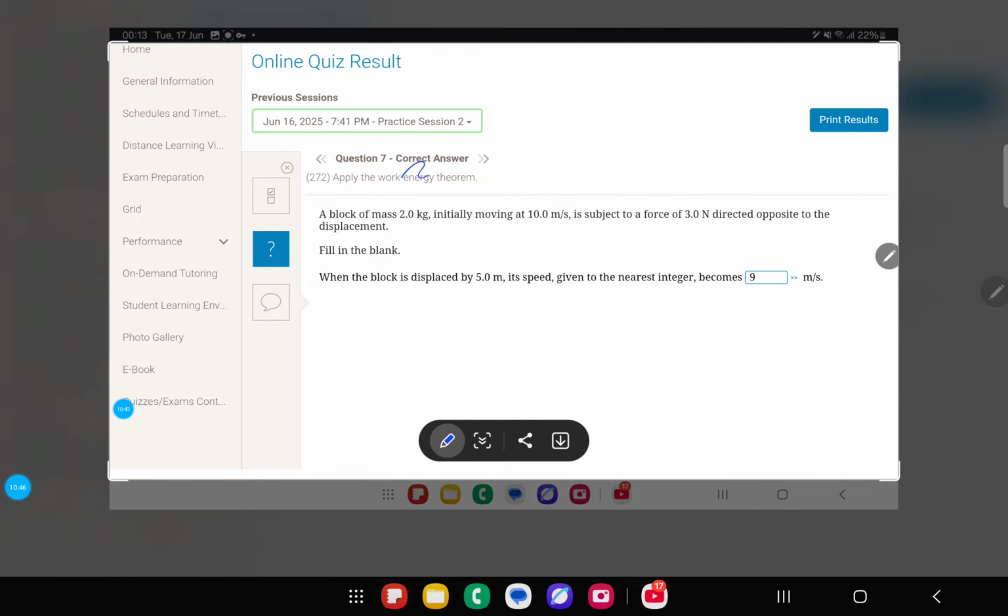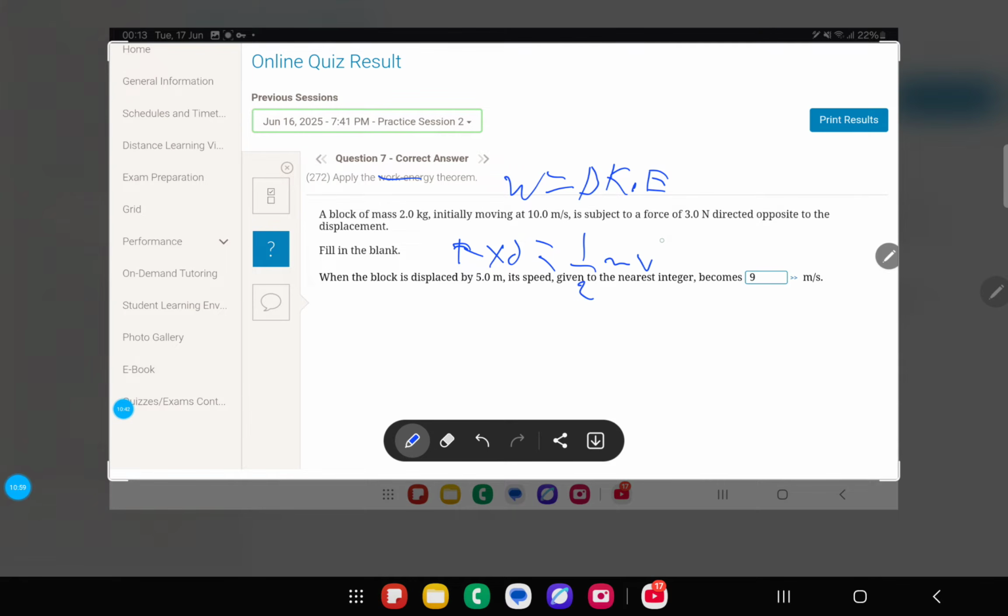Okay, so we're gonna use the work energy theorem. Work equals delta kinetic energy. What does that stand for? Force times distance, which is work, equals delta kinetic energy. 1 over 2 mv squared minus 1 over 2 mu squared. Okay?